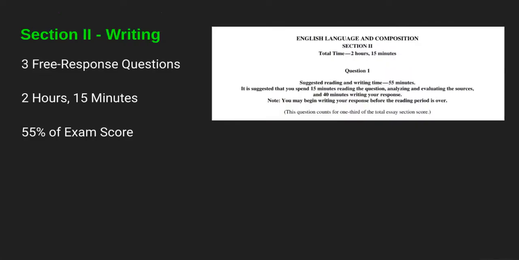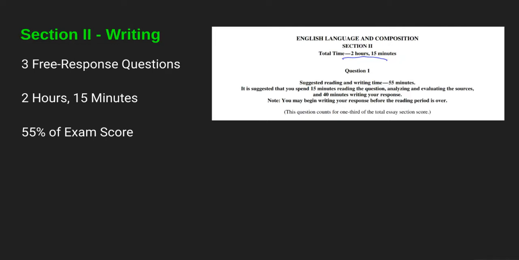All right, so let's take a look at section number 2. This is the writing section. You've been preparing all year. You've been writing your essays. Your directions will always look the same. You've got 2 hours and 15 minutes.